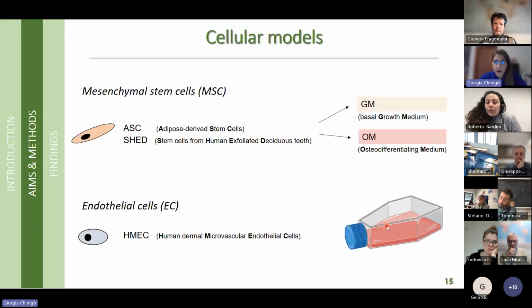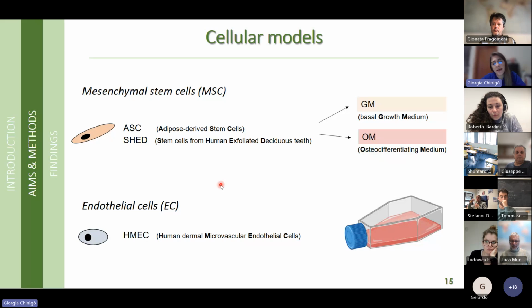So, as cellular models, we used these two kinds of mesenchymal stem cells, one from the adipose tissue and the other from the dental pulp in the oral cavity. And what we did was, on one hand, keep these stem cells in a basal growth medium that is able to maintain them in their stem phenotype, and contemporarily put these cells into an osteodifferentiating medium containing the specific factors I mentioned before that are able to induce their early osteodifferentiation.